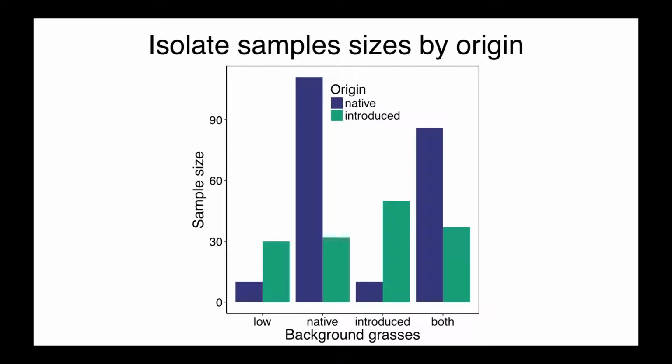And so this is just an example of how I'll show these results. This is the number of fungal isolates that we have from these different community types. The bars are colored by whether they're isolated from a native or an introduced grass. So we do have a lot more natives coming from native communities, but we have a relatively consistent number of our introduced grasses.